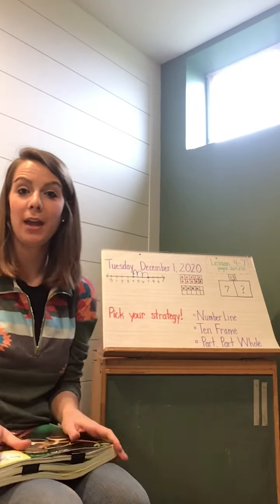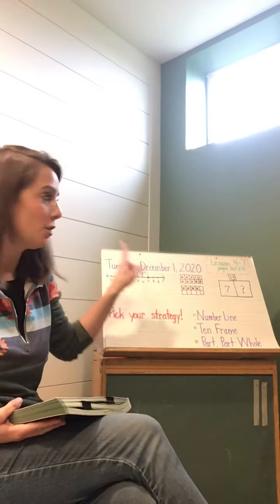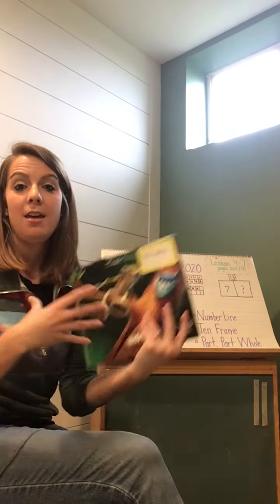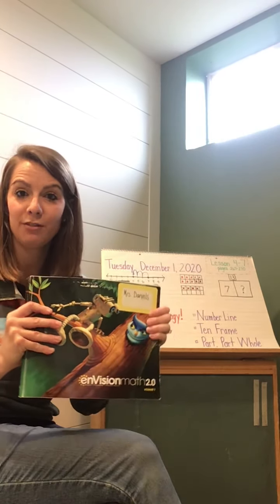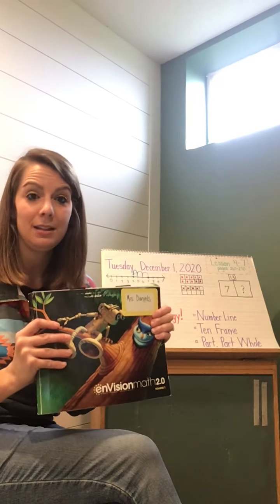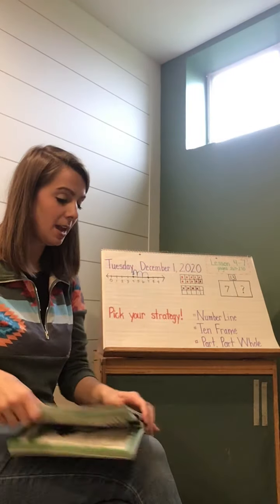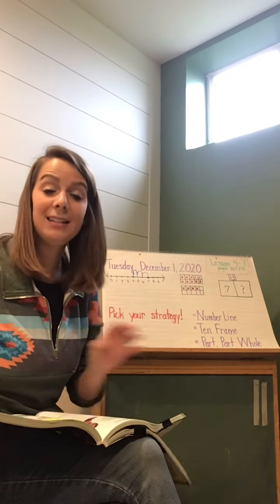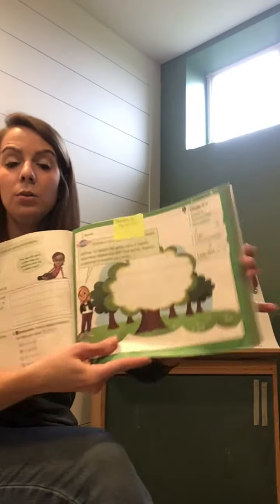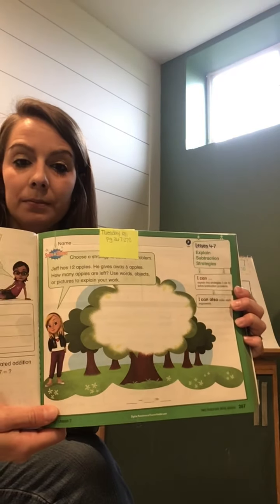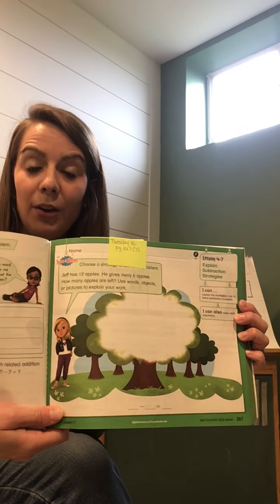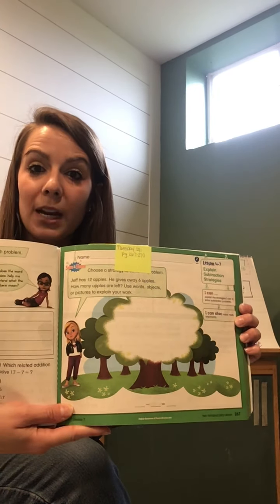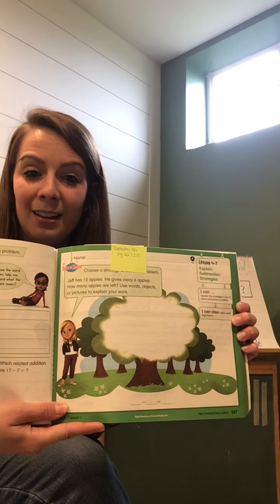Boys and girls. Okay, for today's math lesson, for Tuesday, December 1st, we are going to be in this book. You remember this guy from school. We're going to do lesson 4-7, and that starts on page 267. So if you want to pause the video and get to page 267, you can do that. It has that great big tree on it.